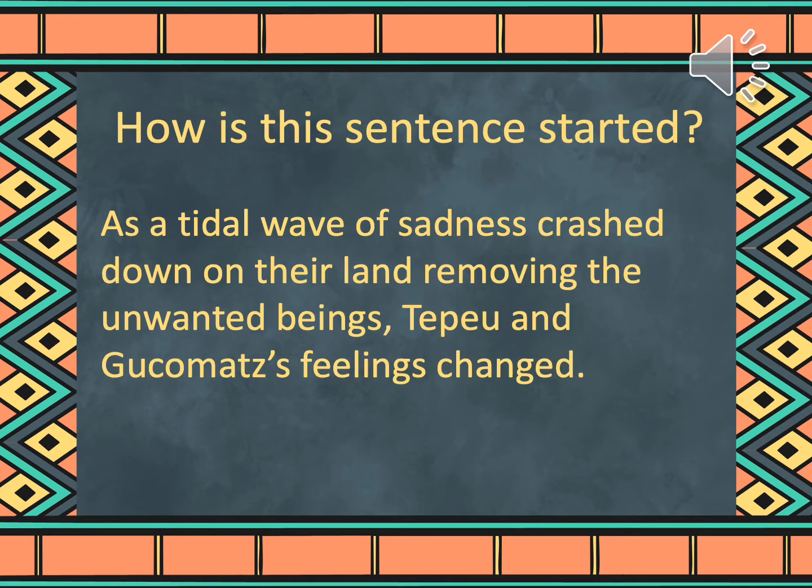Let's have a look at how this sentence is started. "As a tidal wave of sadness crashed down on their land, removing the unwanted beings, Tepe and Gukuma's feelings changed." So have a look at that sentence. How does that sentence start? Just jot it down.